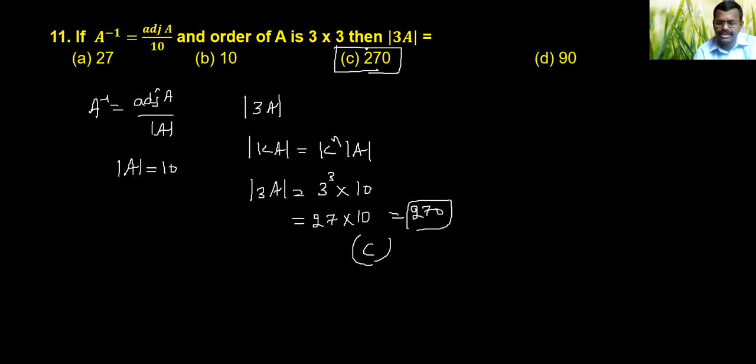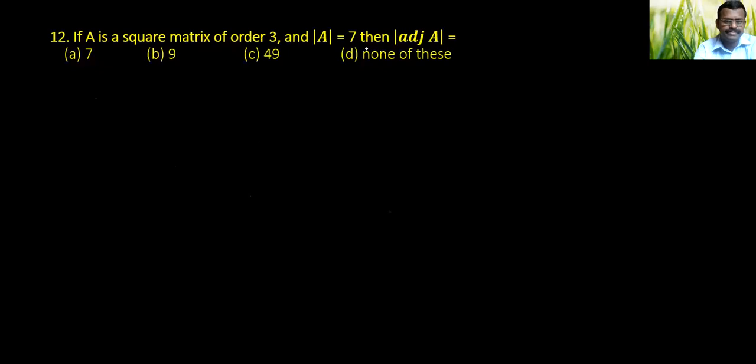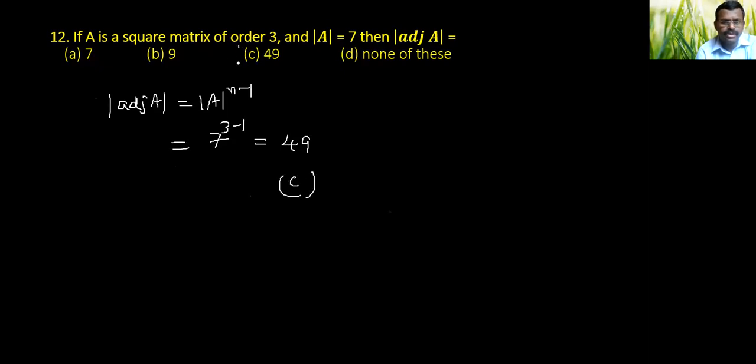Now we move to the next question, question number 12. If A is a square matrix of order 3, determinant of A is 7, then determinant of adjoint of A? For this we have a shortcut. Determinant of adjoint of A is determinant of A power n minus 1, where n is the order of the matrix. What is determinant of A here? 7. So n is 3, 3 minus 1, so 7 square. 7 square is 49. That is option C. So question number 12, option C is the answer.